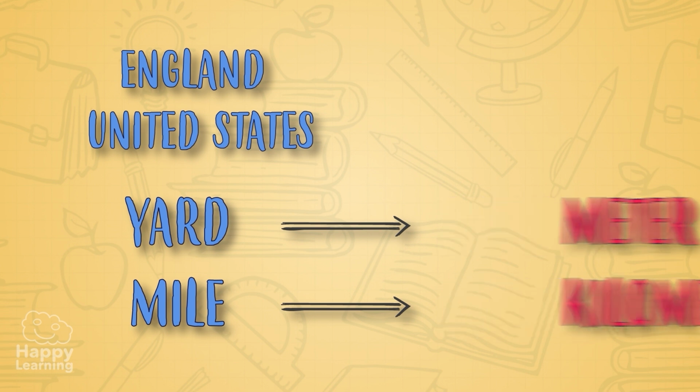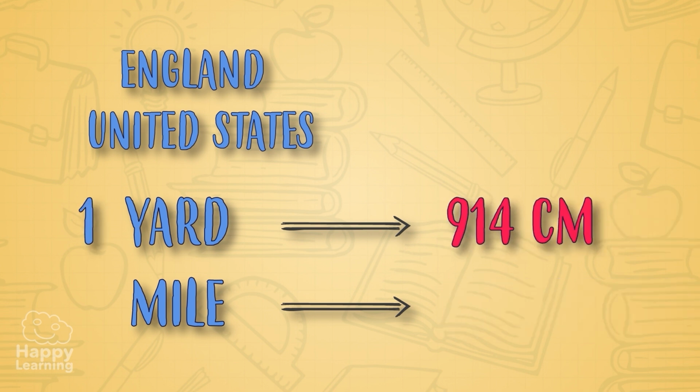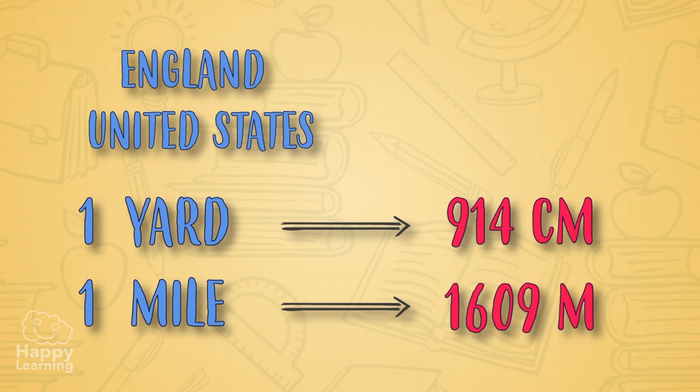A yard is equal to 914 centimeters, and a mile is 1,609 meters. It's a bit strange that we don't all measure in the same units, but that's what the world's like.